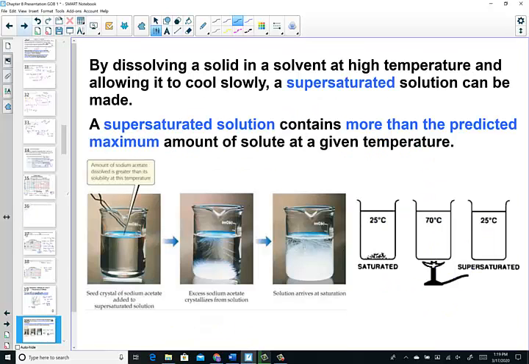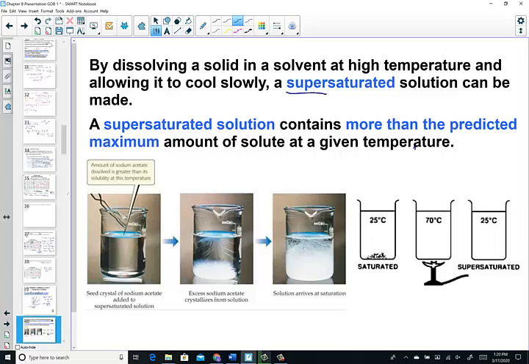By dissolving a solid in a solvent at high temperature and then allowing it to cool very slowly, undisturbed, without knocking it, bumping it, letting dust settle on it or anything, a supersaturated solution can form. Supersaturated solution. Now that's defined as a solution that you make. It doesn't happen naturally. A supersaturated solution is one that contains more than the predicted amount. And here's how you do it.